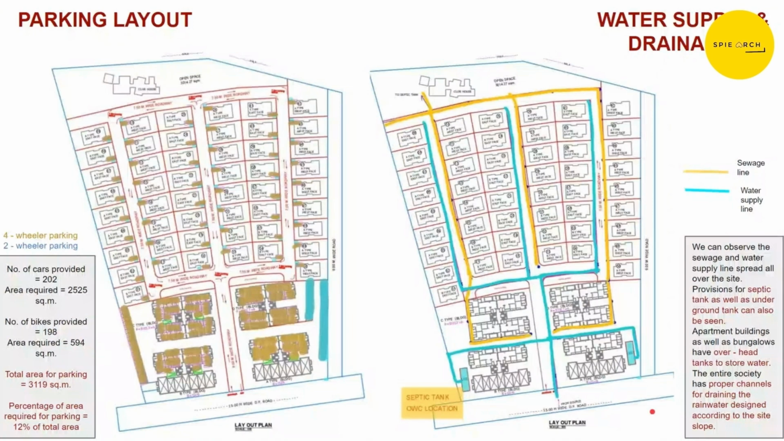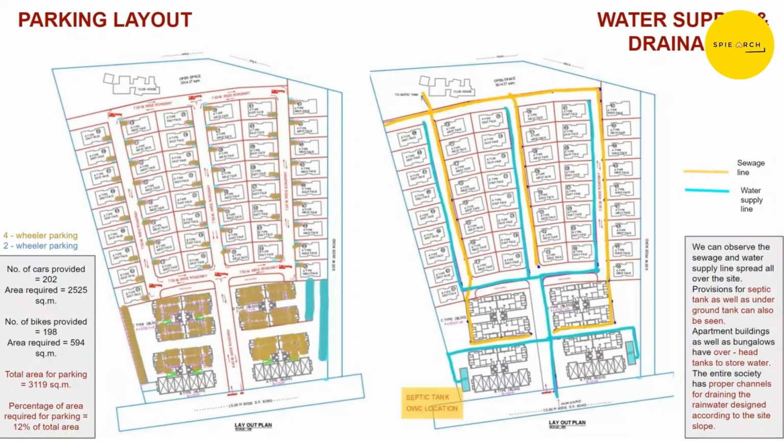Next, the parking layout. They have provided ample parking for both row houses as well as the apartments. The total number of parking spaces, including row houses and apartments, is 202 for cars, and for bikes they have provided 198 spaces. Therefore, the total area for parking that they have used on the ground is 3,119 square meters, and that is 12% of the total area of the site.